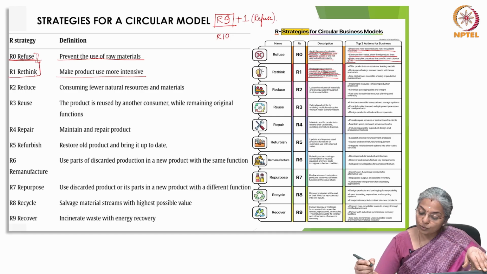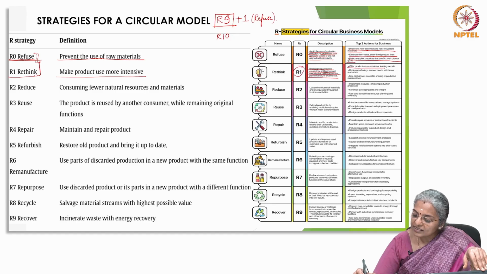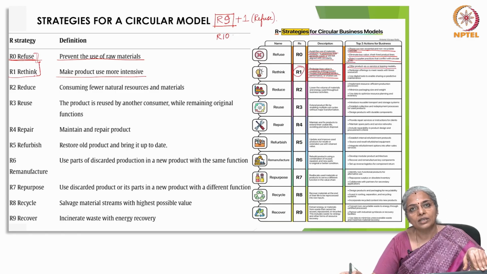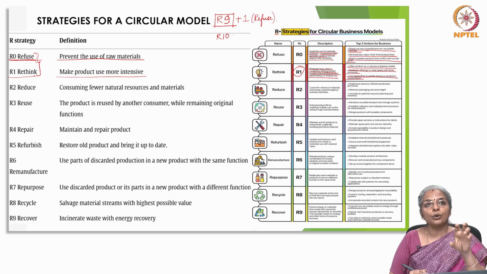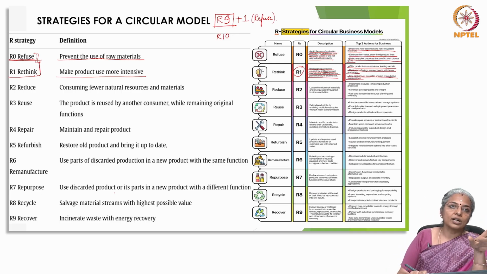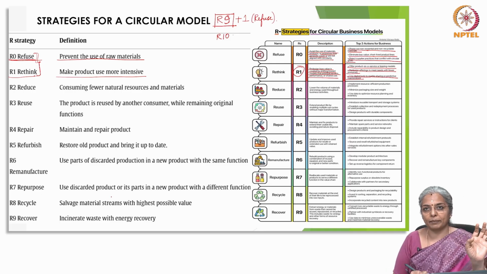Then when it comes to R1, which is rethink, you offer product as a service or leasing models, which I have already discussed earlier. You redesign offerings to meet the needs with fewer resources. Also, use digital tools to enable sharing or predictive maintenance. So, you will know when that particular product is going to get damaged or need repair.